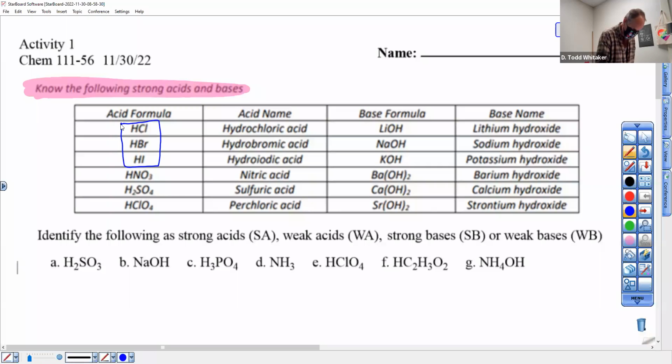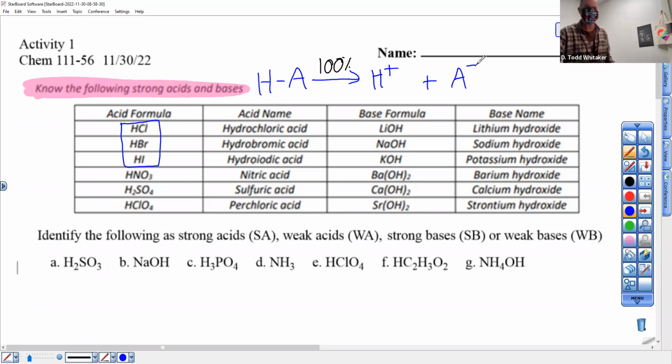Strong acids are HA, that will completely react to give H plus to something, and the conjugate base, well, we don't need to know those words. A minus is HA without its proton. That's a proton.